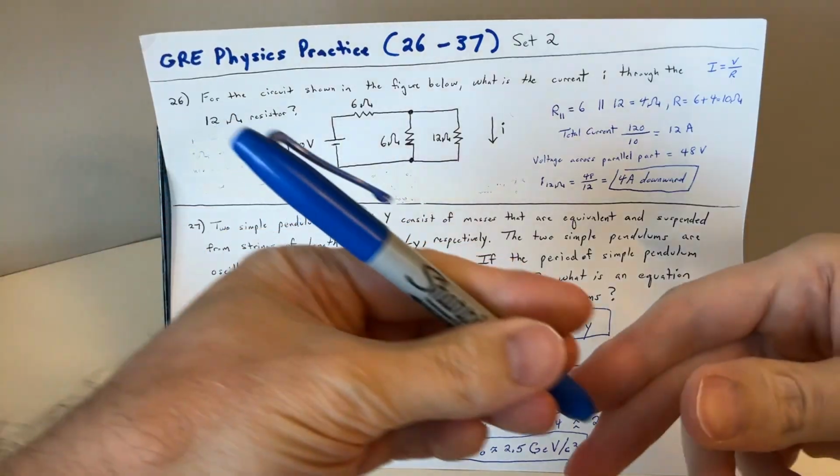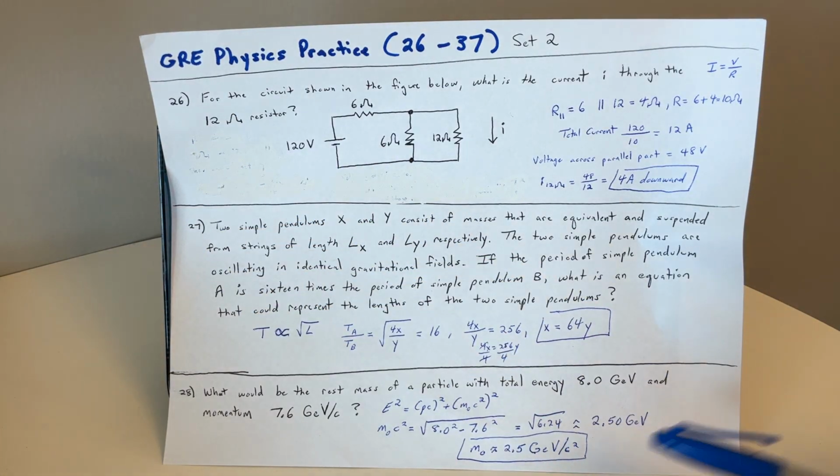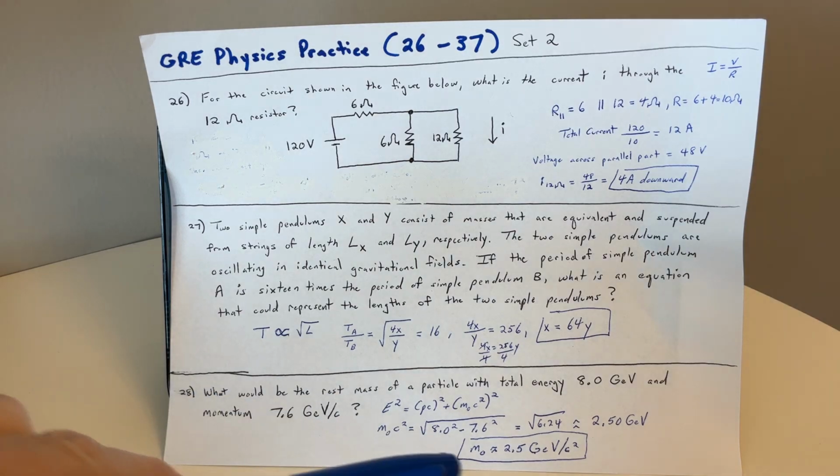So that's going to give us the square root of 6.24, 2.50 GeV. So m naught is 2.5 GeV/c squared. So that's 27, that's 28.